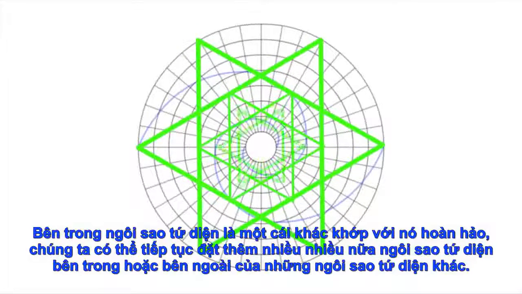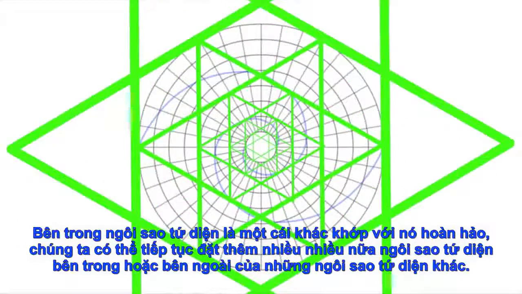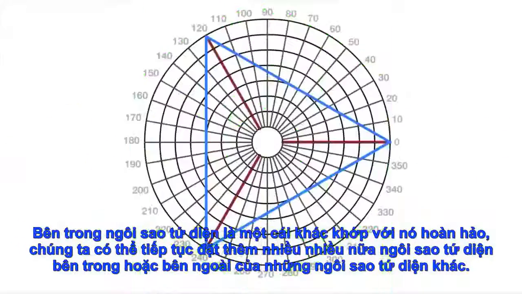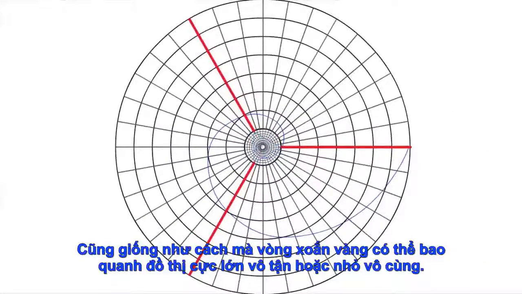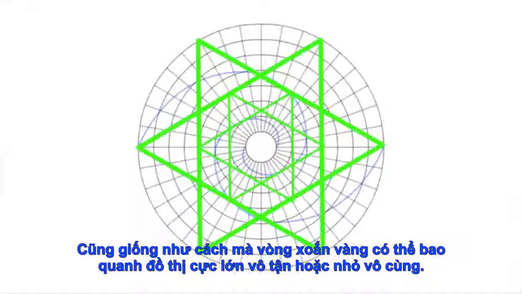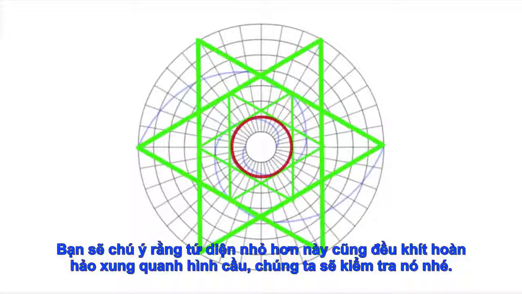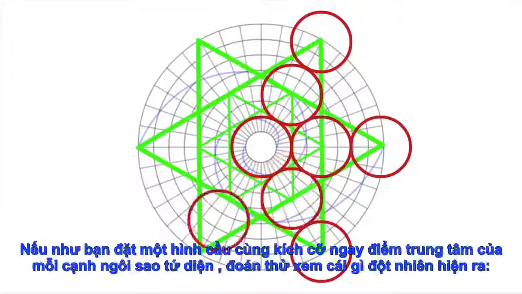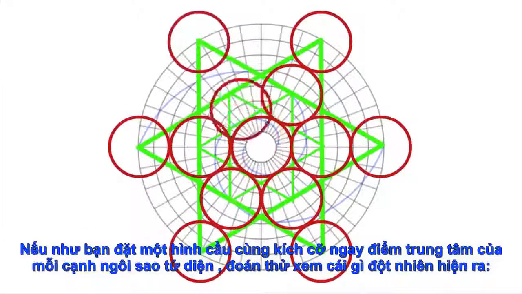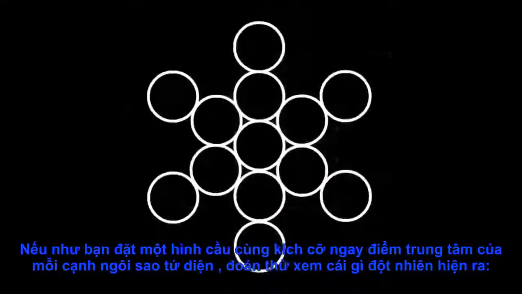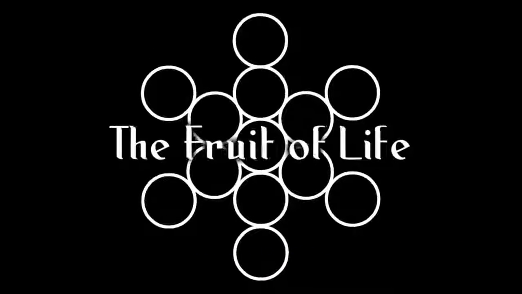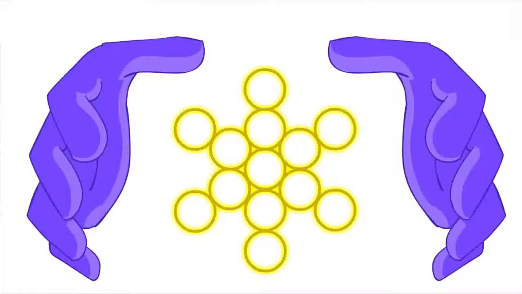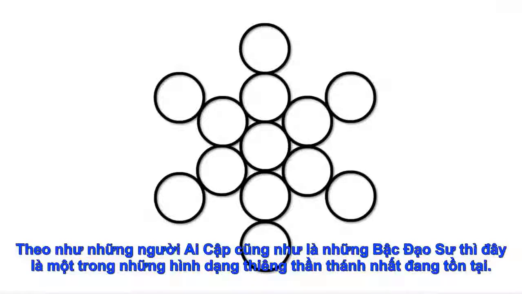Inside the star tetrahedron, another one fits perfectly. We can continue to put more and more star tetrahedrons inside or outside of the other star tetrahedrons, the same way the golden mean spiral can wrap around the polar graph infinitely big or infinitely small. You'll notice that this smaller tetrahedron also happens to fit perfectly around this sphere. Well, check this out. If you put this same size sphere centered on the point of every single star tetrahedral point, guess what suddenly reveals itself? The Fruit of Life. It's back.